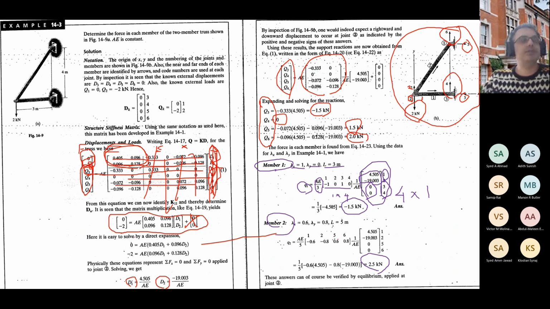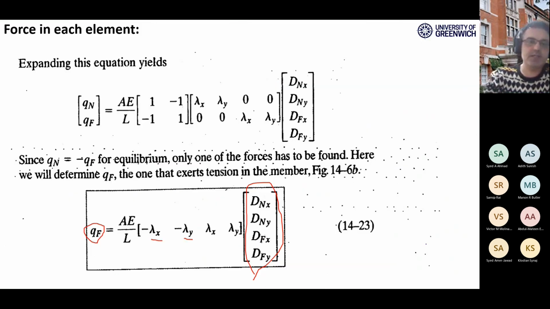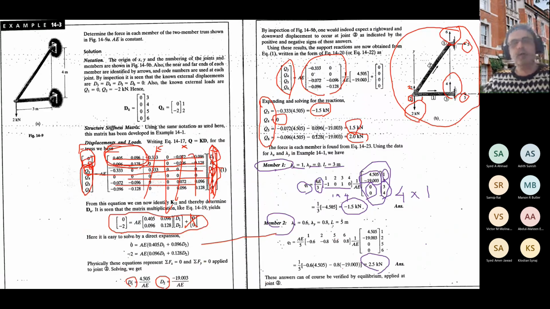So this is done for this example, and before we go to the next example, if there is any question, just go ahead and ask me.